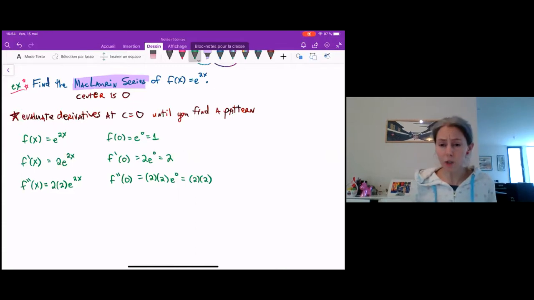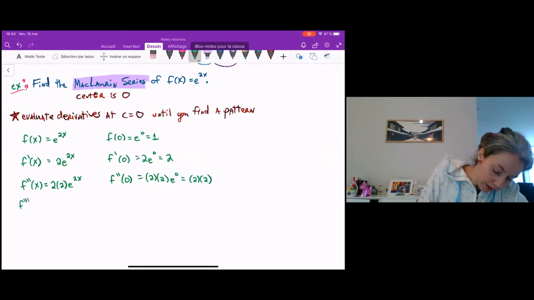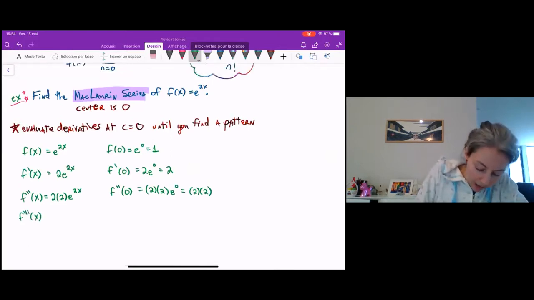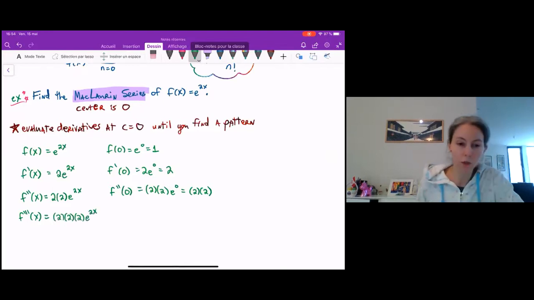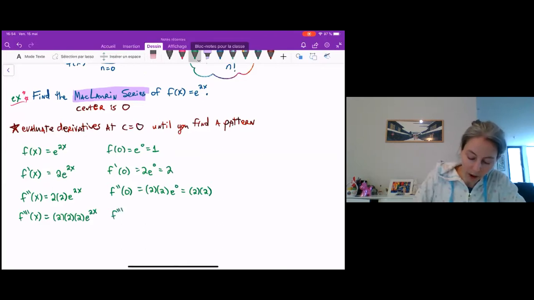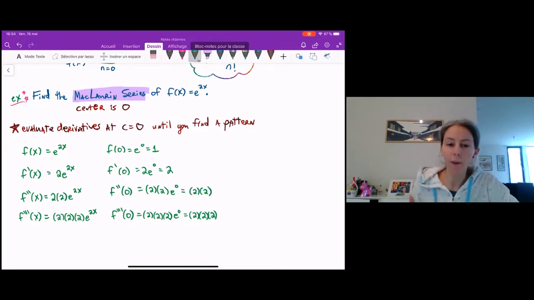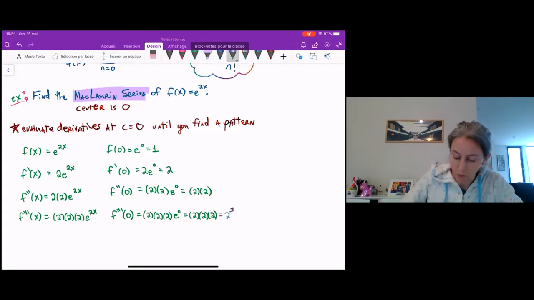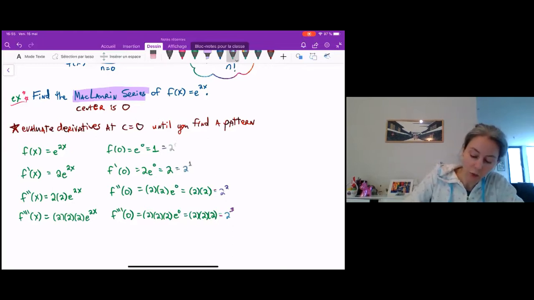Now, with this third derivative, we should actually already be able to see what's happening. When I do my third derivative, I'm just going to have another chain rule, and that's going to cause me to pull another 2 down. So I'll have 2 times 2 times 2, e to the 2x. So that means f triple prime of 0 is 2 times 2 times 2 e to the 0, which is just 2 times 2 times 2. Now notice what's happening. Each time I'm just multiplying by another 2. So if I think about it, that's 2 cubed. That's 2 squared. That's 2 to the 1. That's 2 to the 0.